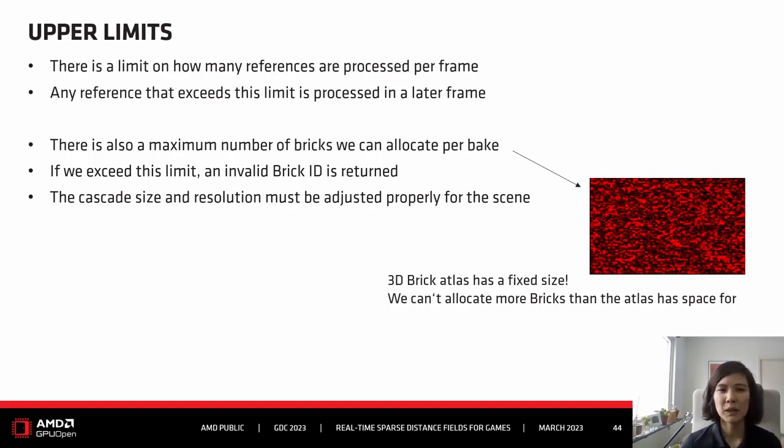And then there's also a maximum number of bricks we can allocate per bake. If we exceed this limit, then an invalid brick ID is returned. Currently the 3D brick atlas has a fixed size, so we can't allocate more bricks than this atlas has size for, and the current size has space for 256,000 bricks. If we need to allocate more bricks, then the cascade has to be tuned. So you have to change the size of the cascade, maybe also the resolution, and what's appropriate really depends on the scene.